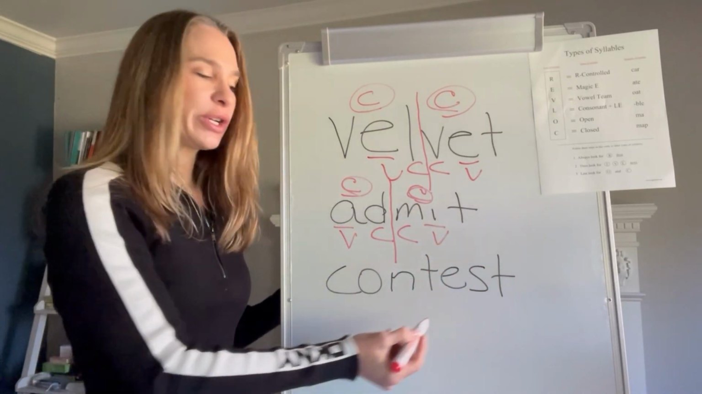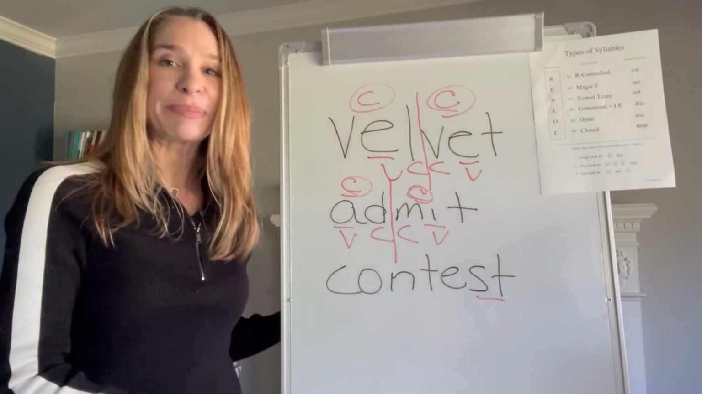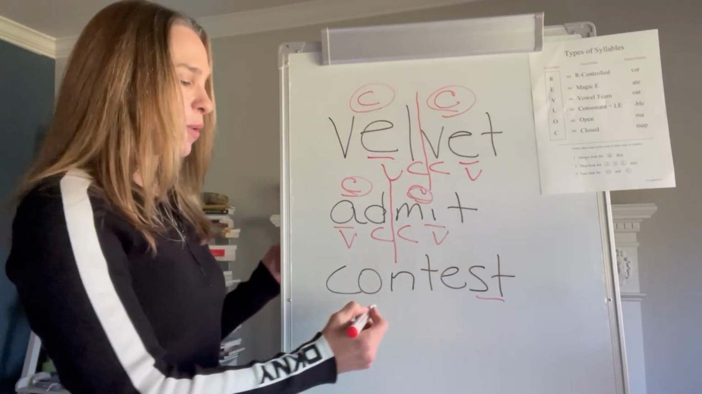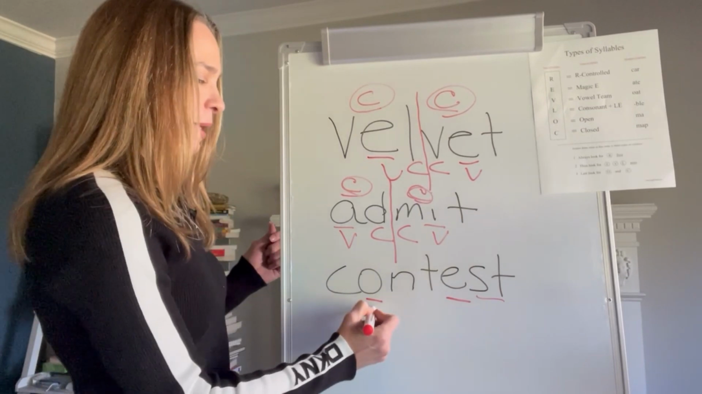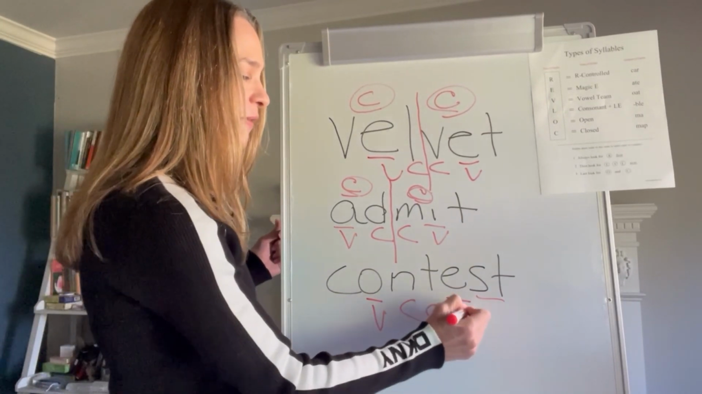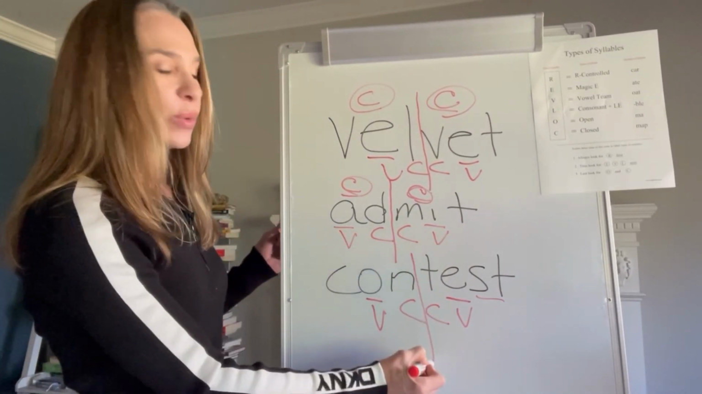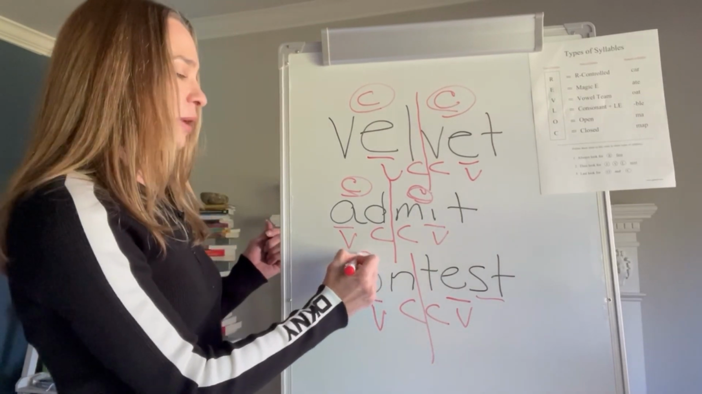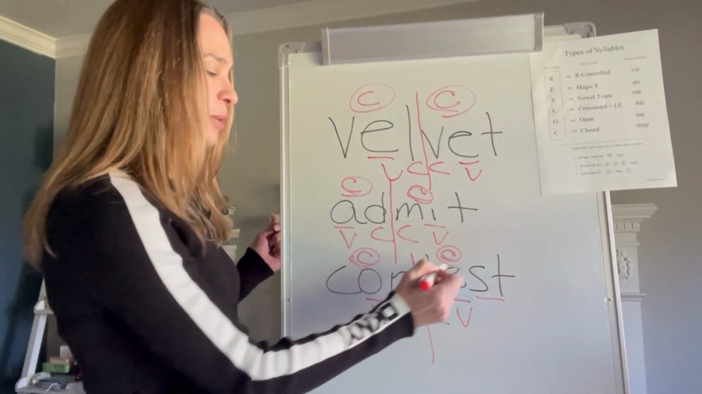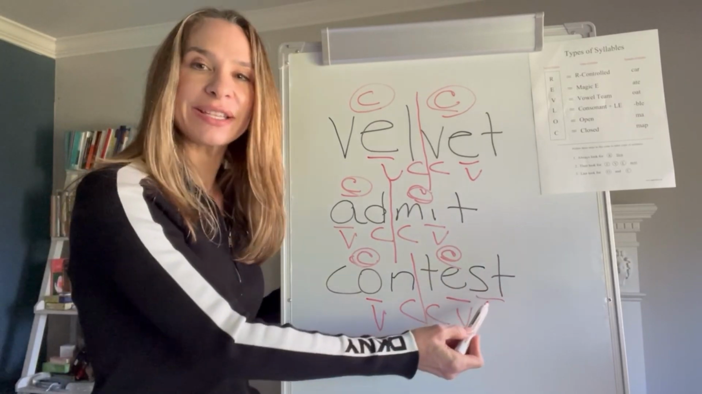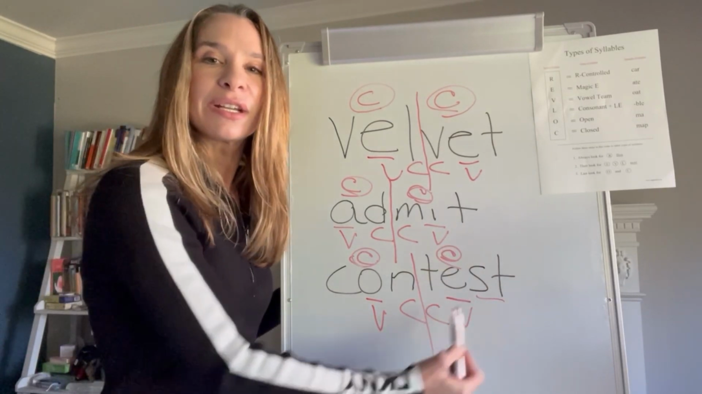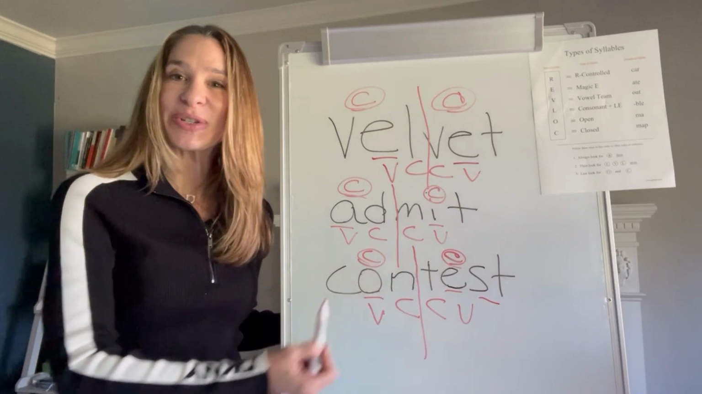Now, this one's a little trickier because it has the blend at the end, but it's the same. Starting with the first vowel, underline our vowels. We say V, C, C, V. Divide between the two C's, get a closed syllable, and we have contest, contest, contest. Your student just read contest.